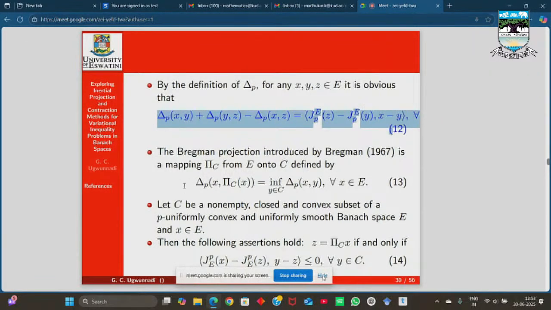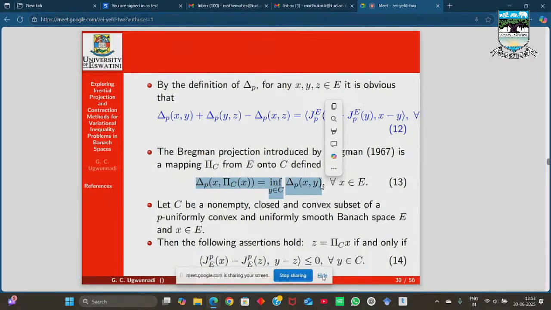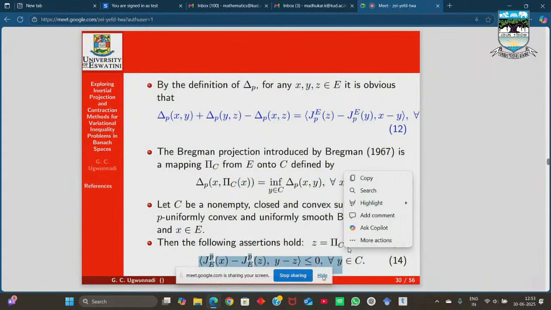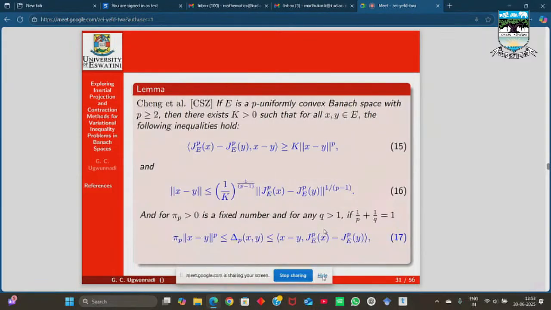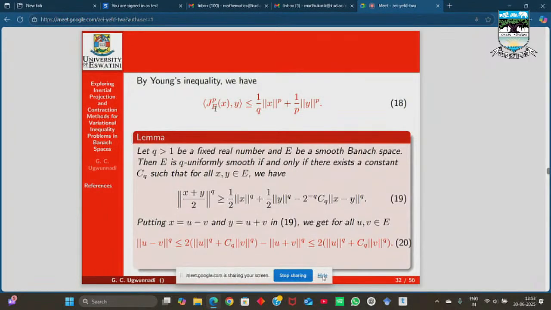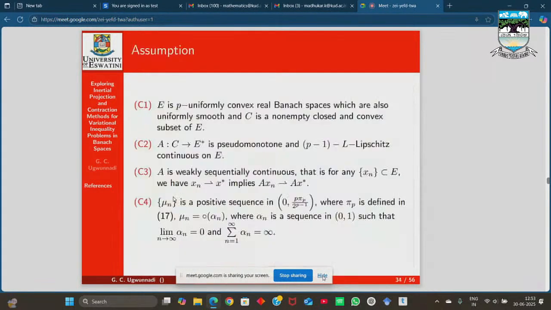We are going to employ this. And also in the sense of Bregman, the projection is defined in this form, with relation to a dual pairing. This also holds, where the point z is the Bregman projection of x onto C. Then these are some lemmas that help us to achieve our results, most especially these three. Another is Young's inequality, which actually helps us in the inertial method, and also relations 19 and 20. With this, we now make an assumption for our algorithm.